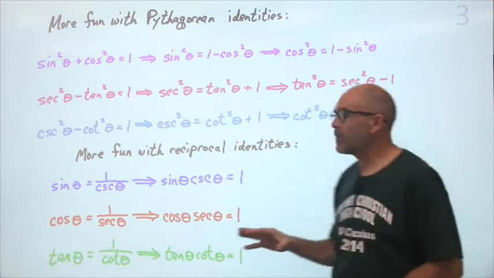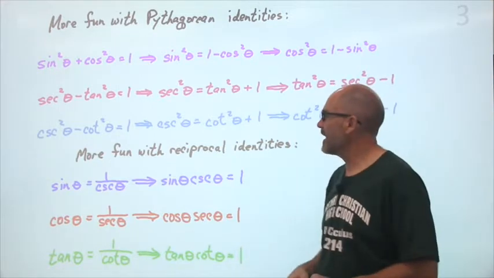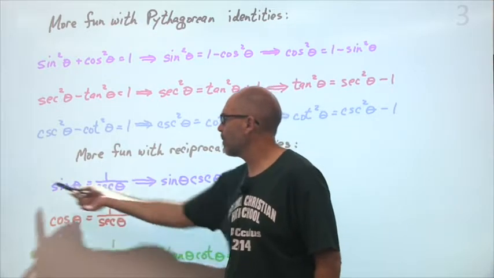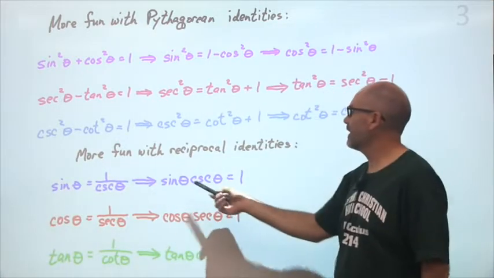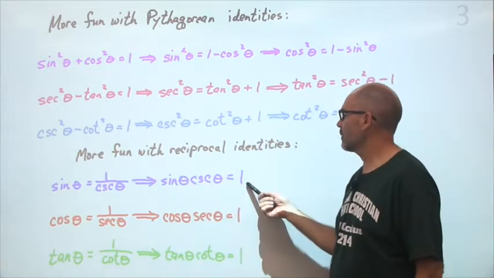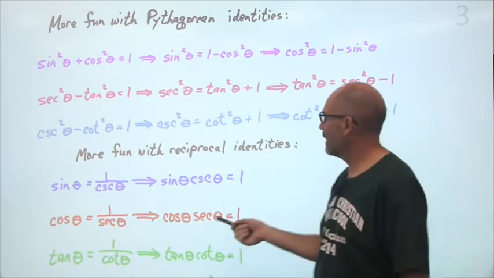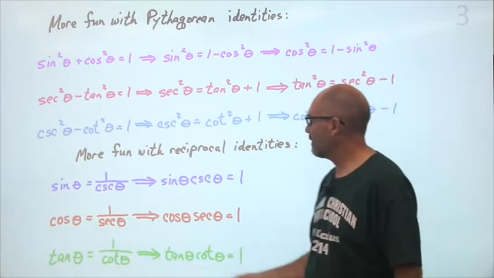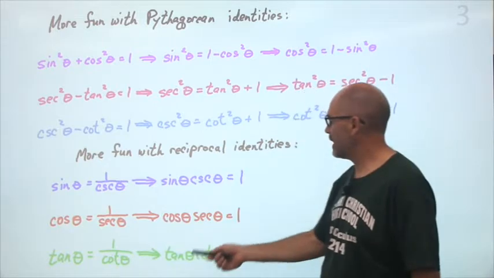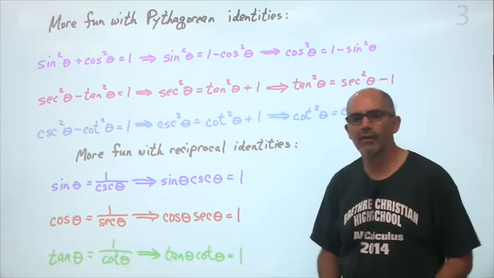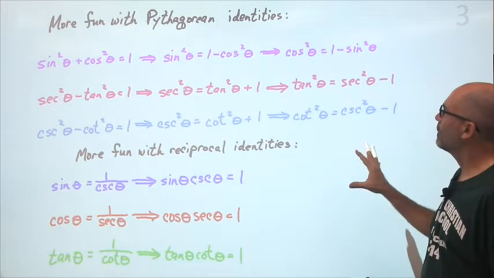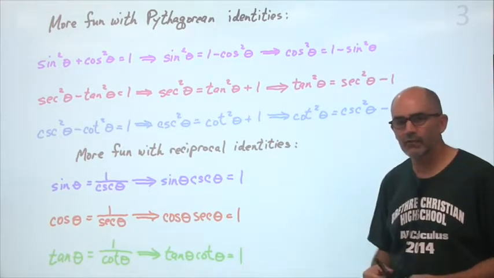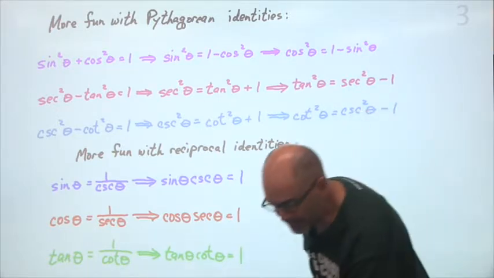Now, the reciprocal identities, if I take the fact that sine theta equals 1 over cosecant theta, if I multiply both sides by cosecant theta, then I have sine theta cosecant theta equals 1. And if I take the cosine and the secant, then I can do the same thing. If I take the tangent and cotangent, tangent times cotangent equals 1. So these are identities that we'll be able to use in trigonometric proofs. Trigonometric proofs?